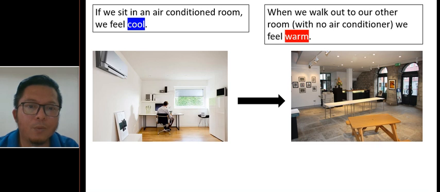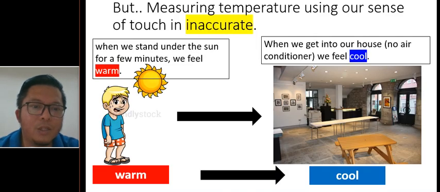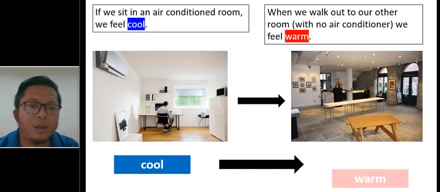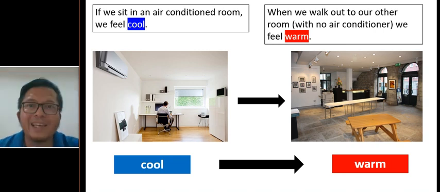Just now, if we see here, we say this room is cool. But then what happened is, now we say it is warm. It is the same room. How can a room be warm and cool at the same time? That's why when we try to measure temperature with our skin, it is inaccurate.